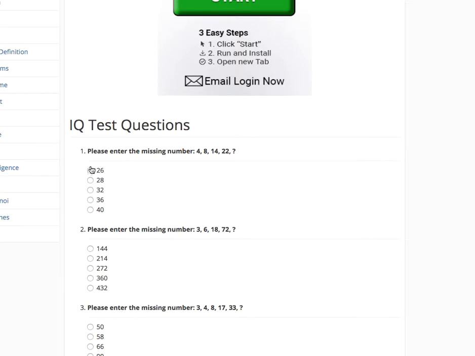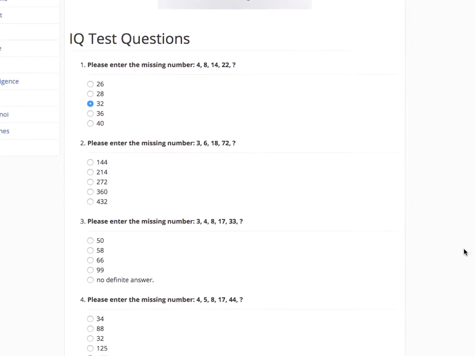The first question is, please enter the missing number: 4, 8, 14, 22. So I have a difference of 4, a difference of 6, a difference of 8. So the next one should be a difference of 10, right? So that's 32. All right, so next question.